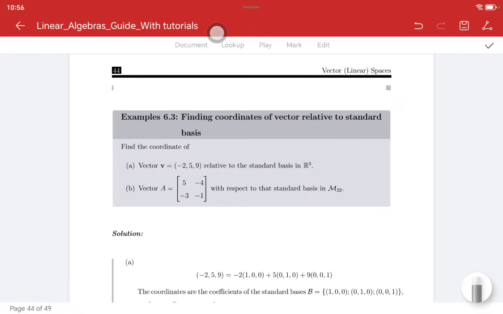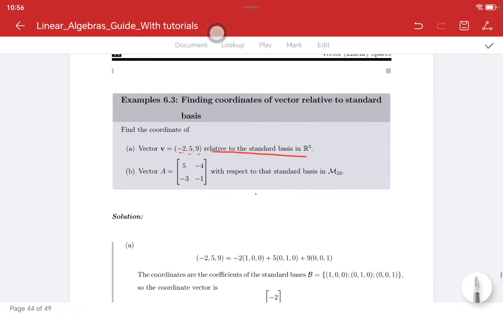They say finding coordinates of vectors relative to the standard basis. They say find the coordinates of the vector, which is equal to, this is in 3D, this is R3 actually. Let me say R3, because even if they had not told us, this is the space of 1, 2, 3, relative to the standard basis. When they say they want the standard basis, our standard basis will be this. Let me just say A will be equal to A1, A2, A3. Okay, let me write it like this. This is our standard basis.